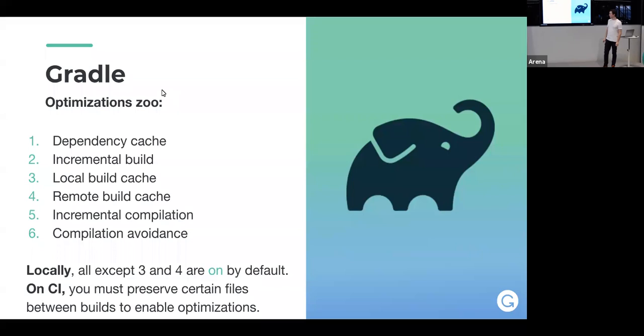But on CI, if you want to enable them, you must preserve certain files that store metadata info for these optimizations. And some of those files are pretty big. So we will decide by the end of this section on how you would store them with GitLab, whether in distributed cache or in volume cache, or maybe you don't need some of those optimizations at all because they will add very little benefit to your build process.